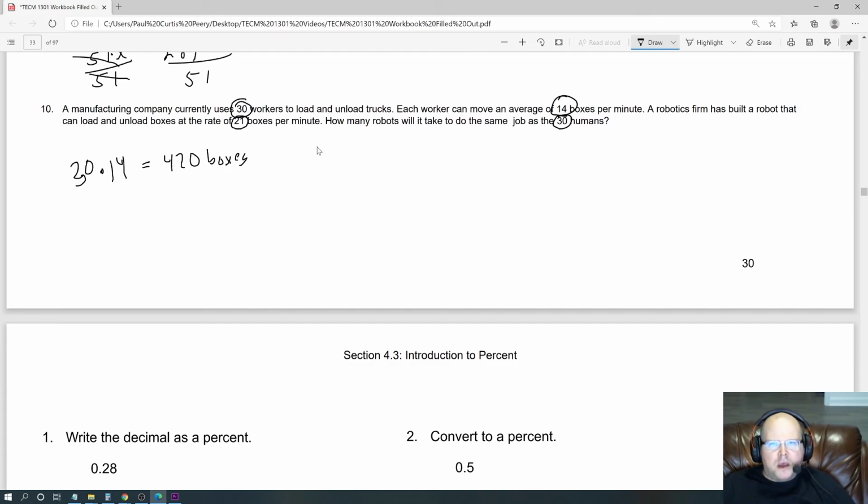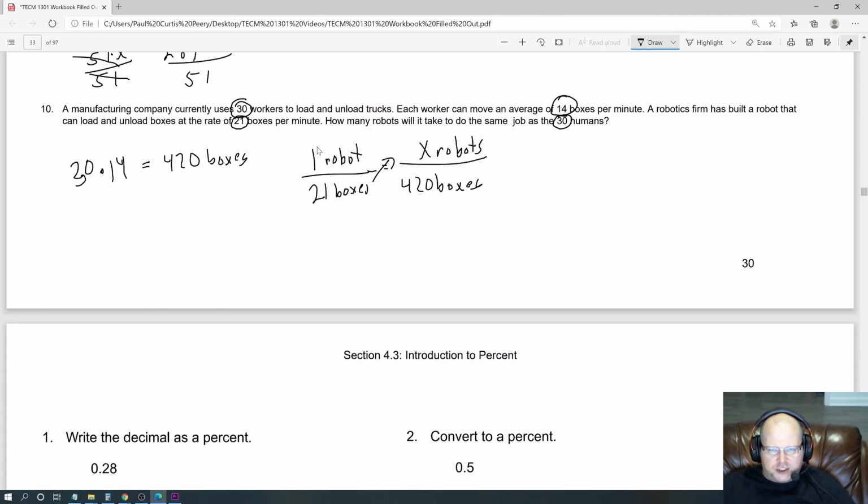Okay, so the robot, one robot can move 21 boxes per minute. 21 boxes per minute. So far, so good, right? We want to figure out how many robots are necessary to move 420 boxes per minute. And you can put per minute there if you want to. So it's an unknown number of robots. Hopefully this makes sense so far.